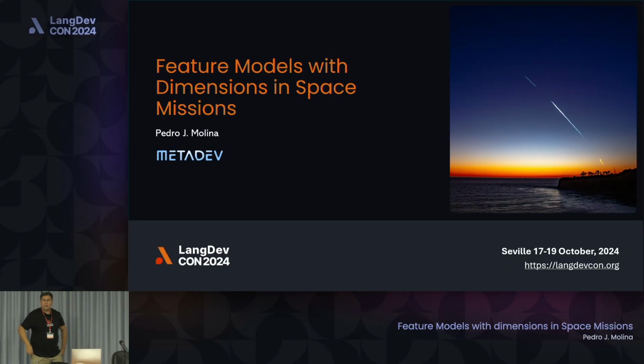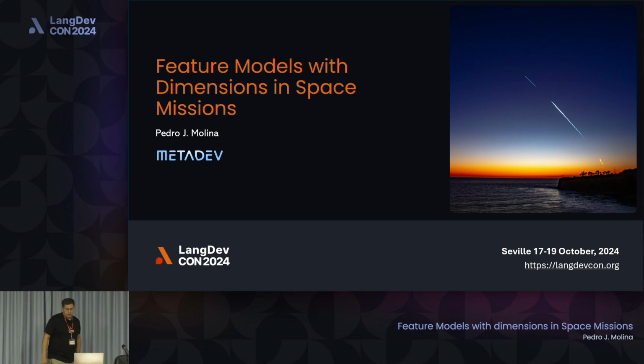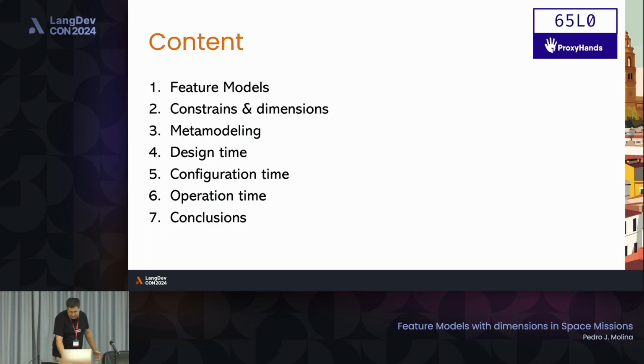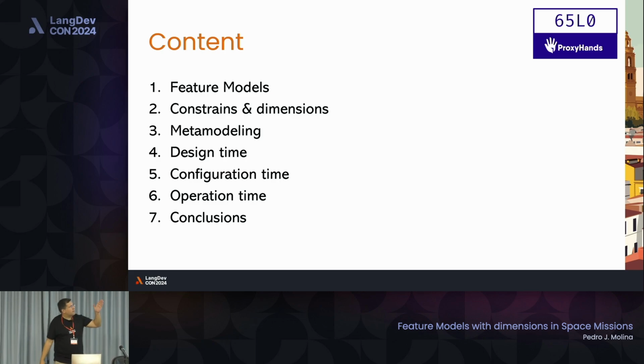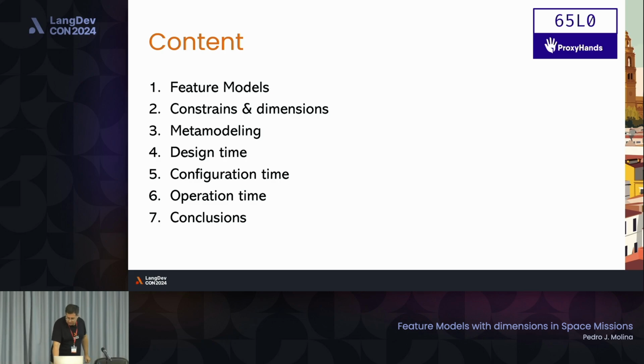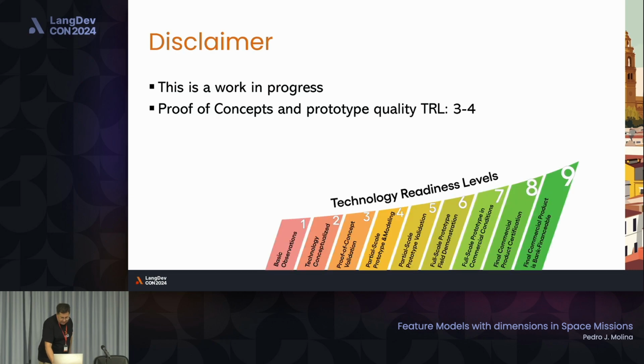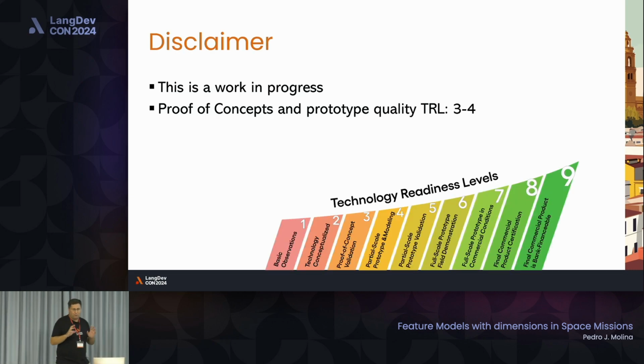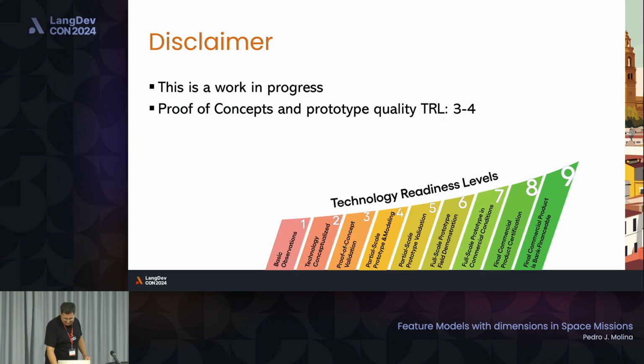Okay, let's talk a little about feature models and dimensions. This is a proof of concept. By the way, if you want to ask questions with Proxy Hands, 65L0 is the code for that. First disclaimer: this is a working prototype, so prototype quality.